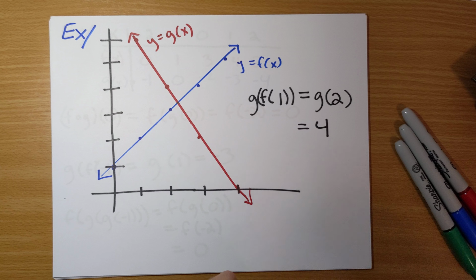Okay, so those were 2 examples of how to get composite functions without using formulas, using either graphs or a table.